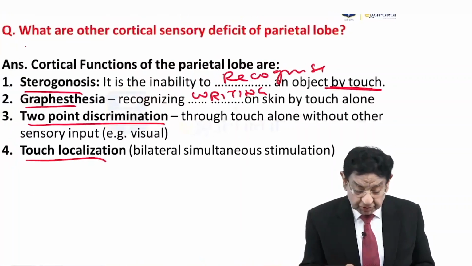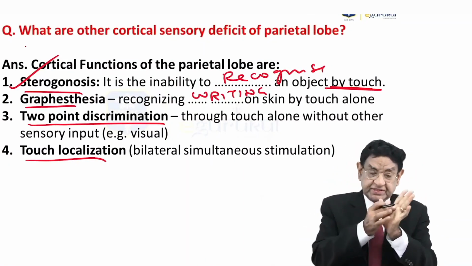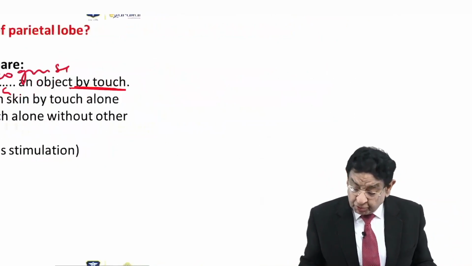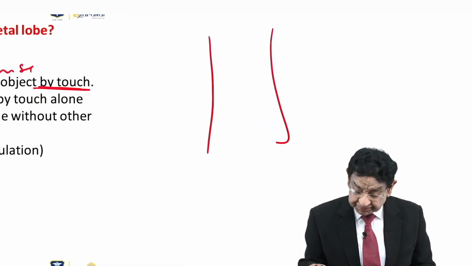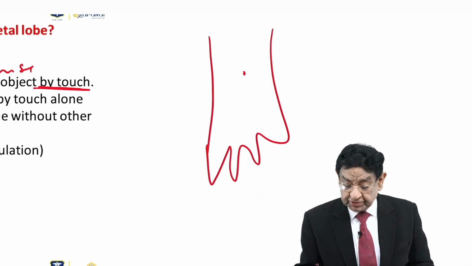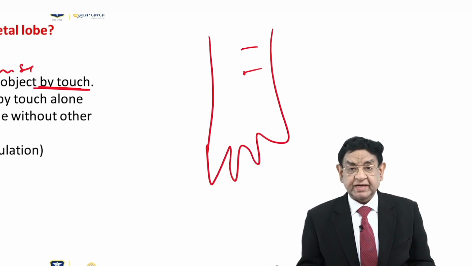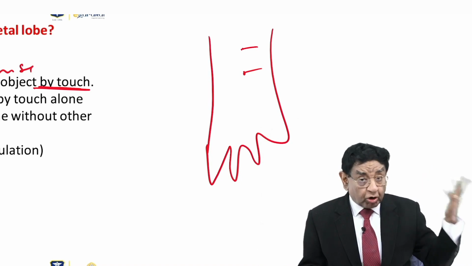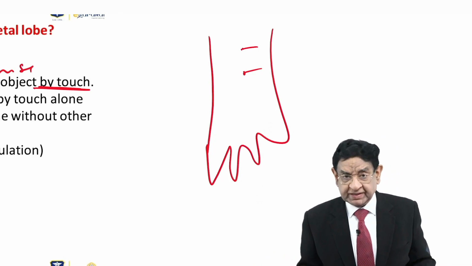First was stereognosis. By touch only the person can recognize. Graphesthesia, you have written something on the palm, the patient can appreciate what has been written. 2-point discrimination. Let us say this is the forearm of the patient. You touch at one place, then you touch at another together. He will be able to appreciate that it has been touched on 2 places. In a patient with a parietal lobe lesion, there will be contralateral loss of 2-point discrimination. He will not be able to discriminate whether touch is there at one place or the other.